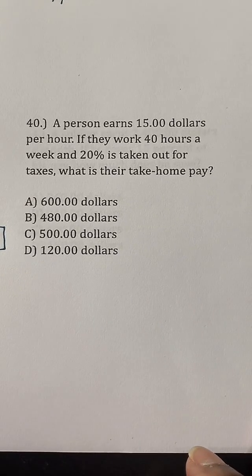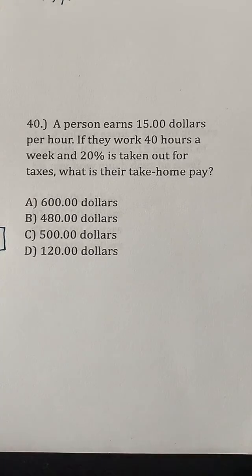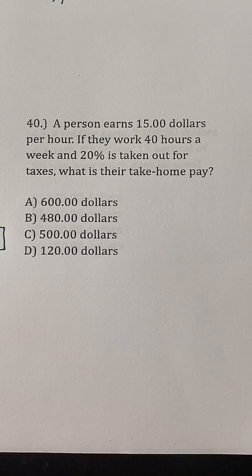All right, so now for this one, a person earns $15 per hour if they work 40 hours a week and 20% taken out for taxes. What is the take-home pay? Is it A, $600, B, $480, C, $500, or D, $120?